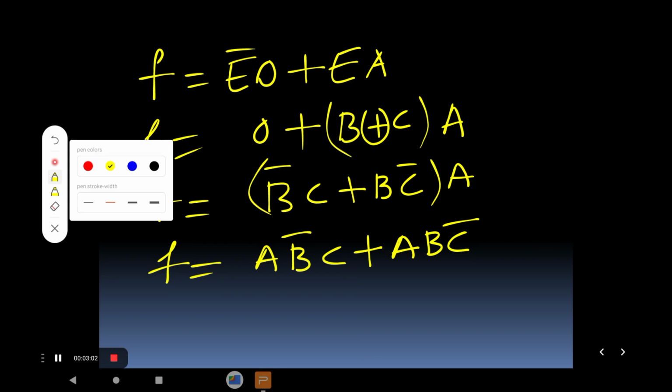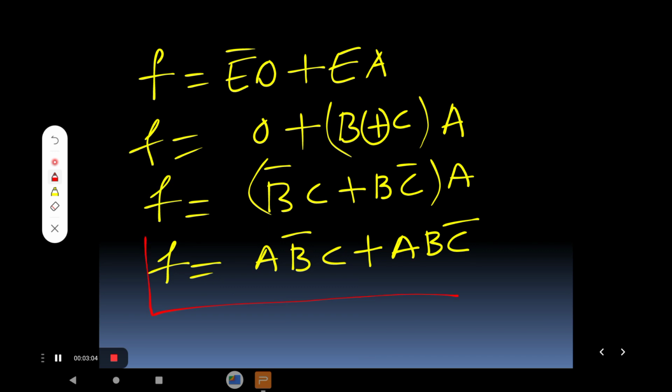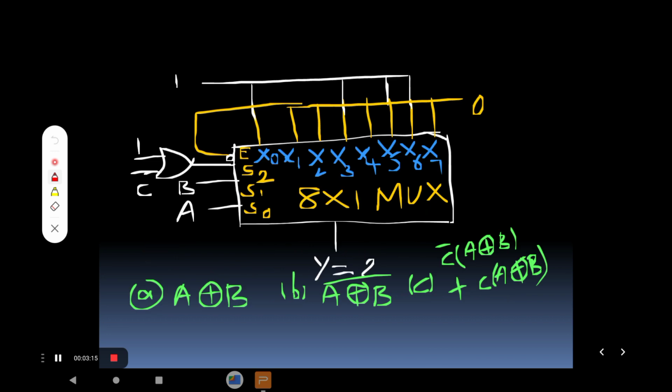This is the output of the problem, right? So this is the output for that question. That question is actually in the 2005 GATE question, right? Next, move on to the next question.